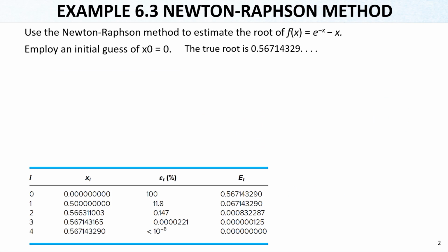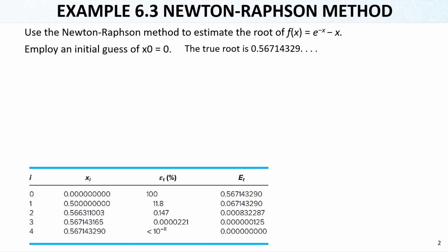We have an example for the Newton-Raphson method, example 6.3, and here we are using the same example that we used for bisection, and we want to estimate its root, which the true root is 0.5671, using the Newton-Raphson method. And over here you see the iterations, but I will use some calculations to find the initial iterations.